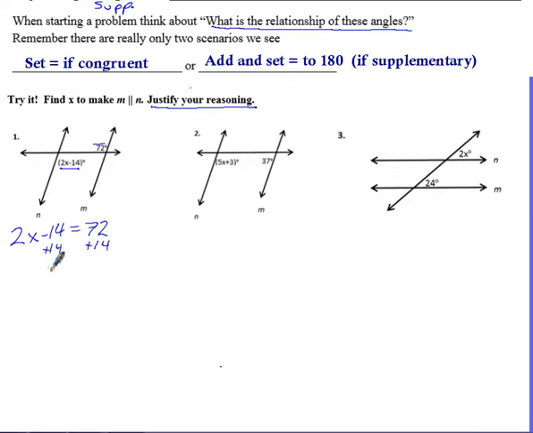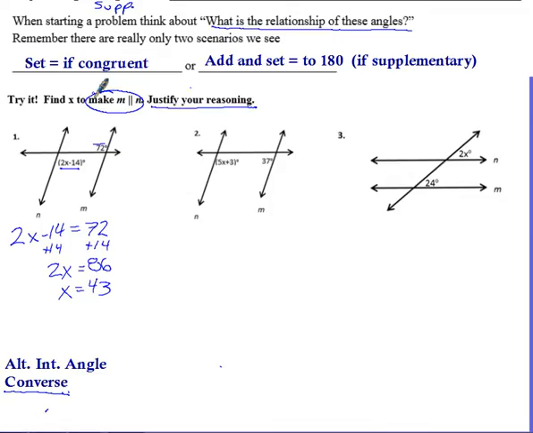So we'll add 14 to both sides, which gives me 86. And then when I solve for x, I get that x is equal to 43. So, justifying my reasoning, what did I use to make this claim? I used the alternate interior angle converse. So it's really, really important that you have the word converse there because we're trying to make m parallel to n. So all of our justifications in these three problems should end with the word converse.